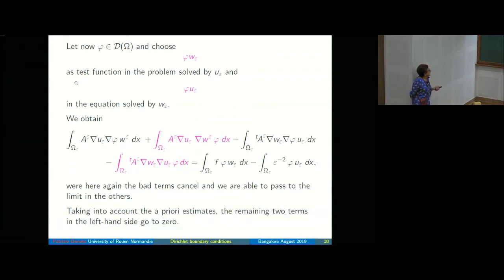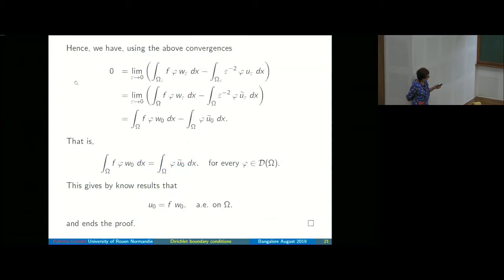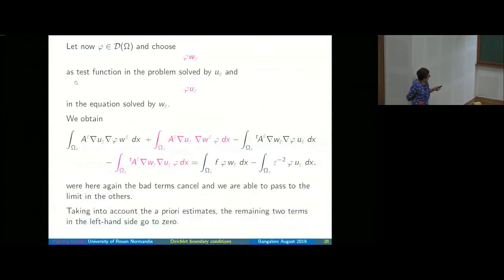Why? Because now what happens is that this term, I don't know if I put the details in the following, no, not yet. So here we have that W epsilon is bounded, A epsilon gradient U epsilon is of order epsilon, the other one is of order epsilon, this is bounded. In conclusion, those terms go to 0. So the right-hand side goes to 0.